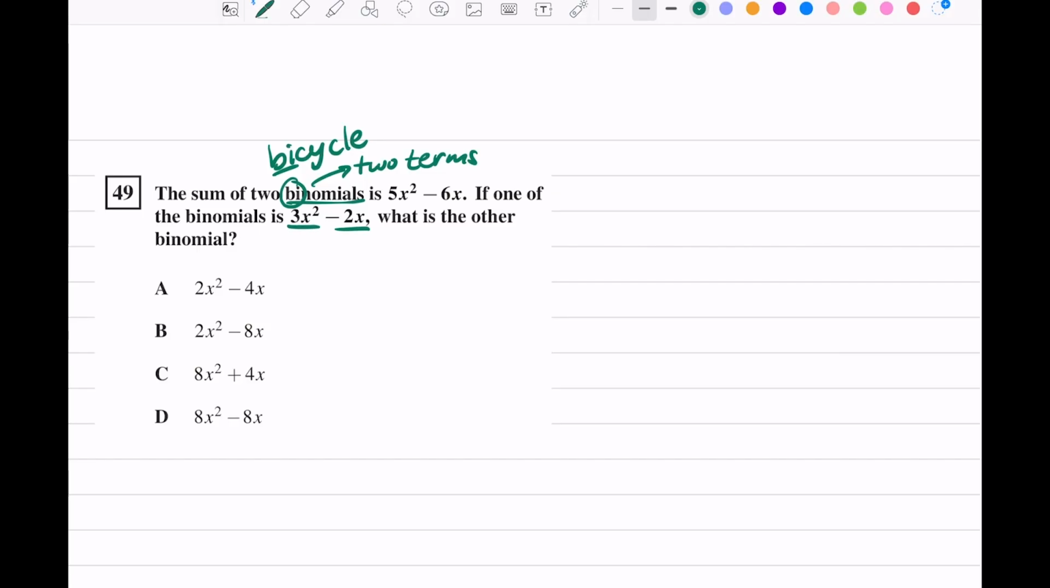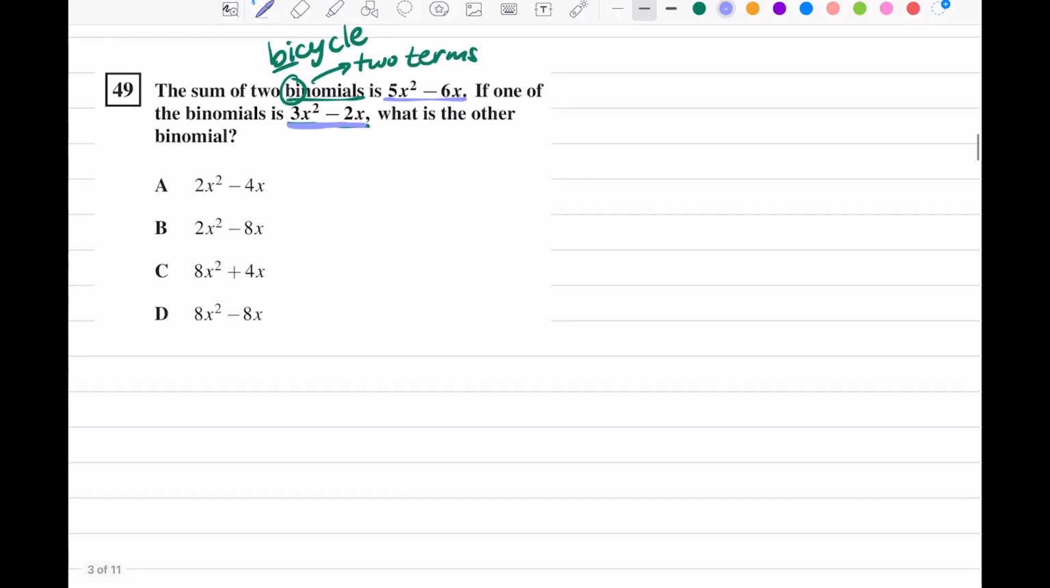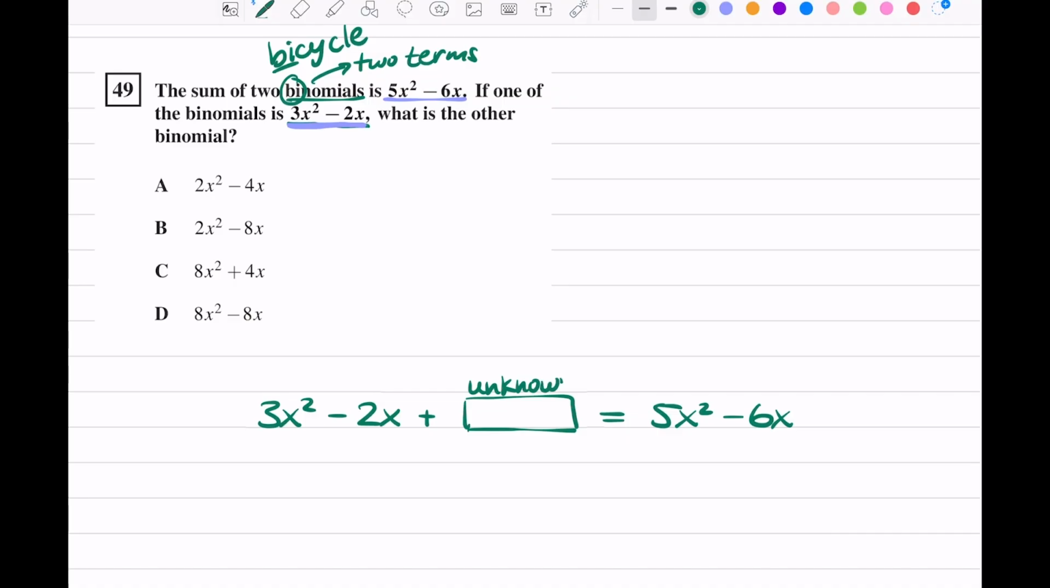So the question's saying that this binomial here plus another one equals this one. So let's try to write down that thinking. So 3x squared minus 2x plus some other binomial equals 5x squared minus 6x. So this box is our unknown. We need to figure out what that is. So we can think of it like a variable. We just need to get it by itself.